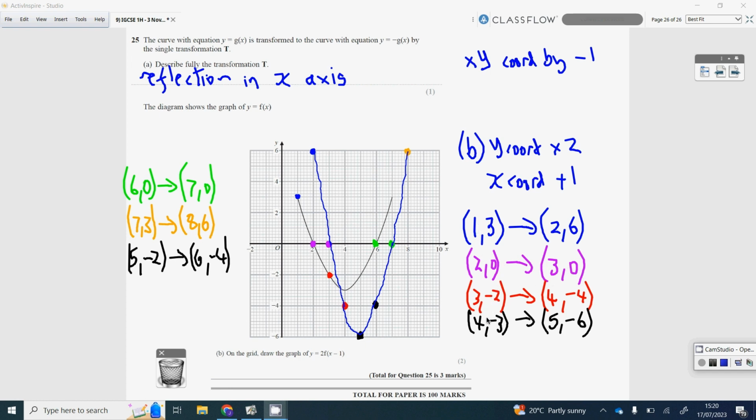So I've taken the 7 key points here, and I've just doubled the y coordinate and I've added 1 to the x coordinates, and I've plotted those to give you that curve there. Sorry, my curve's a bit wobbly. It's quite hard to do on my computer at home. It's a lot easier to do when I've got the big board at school. So that should be a gentle curve there.